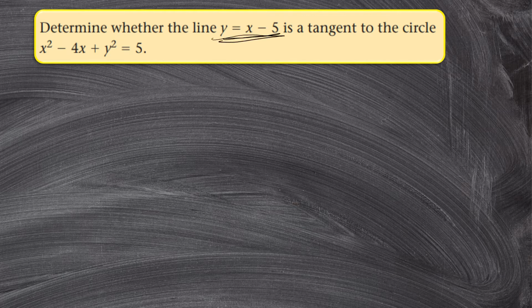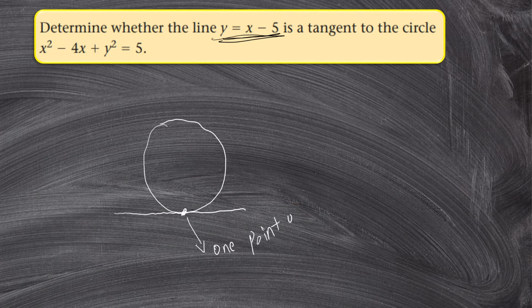And what does it imply when a line is a tangent to a circle? The only thing we can predict is that if this line is a tangent to this circle, it only has one point. There must only be one point of intersection between that line and the circle. So if a line is a tangent to a circle, we know that it only intersects at one point, meaning that we must calculate and find that there is one point of intersection.